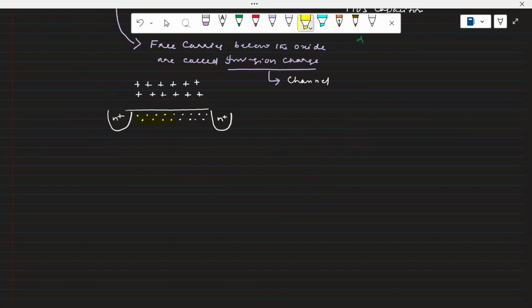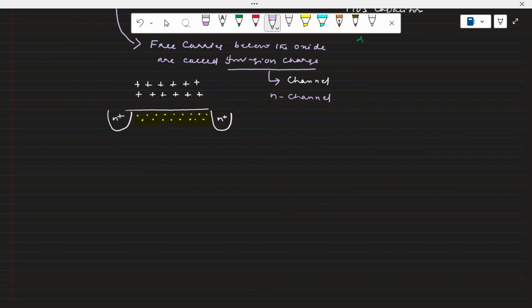we can call the inversion region. This is called the inversion region, or we can also call it the inversion charge. Technically speaking, it is called the channel. What type of channel is this? It is an N channel, because the channel consists of electrons, right? Since it is electrons, it is called an N channel. Plenty of carriers are available.